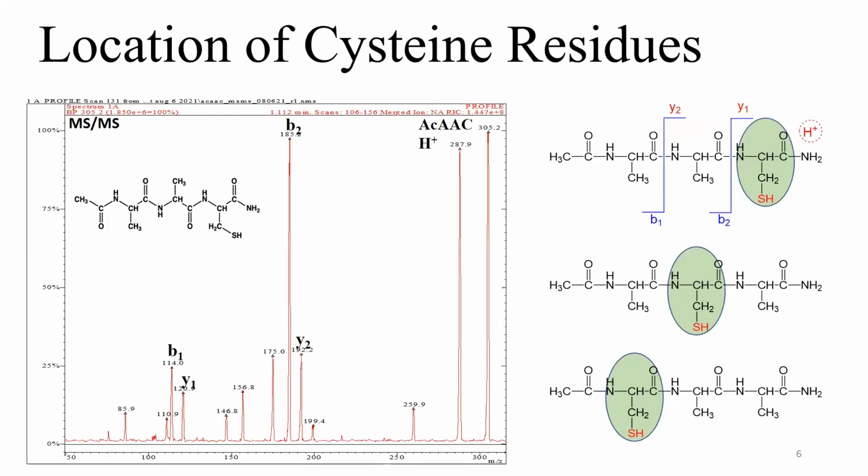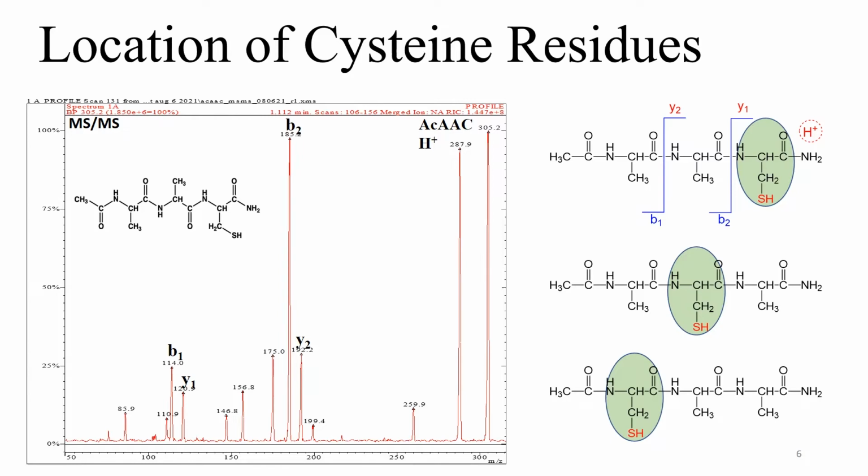Okay, so this is just an example of an MS spectrum. So the peaks seen here are labeled B and Y ion. The peaks represent the different ions and fragments of our peptide. And here on the right, we have three peptides. The first one has the cysteine in green, it's furthest right. The middle has the cysteine in the middle, and then the last one has it furthest left.